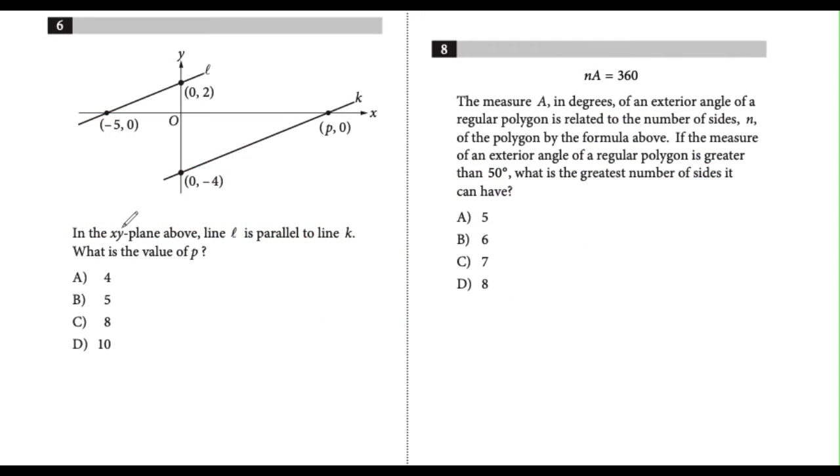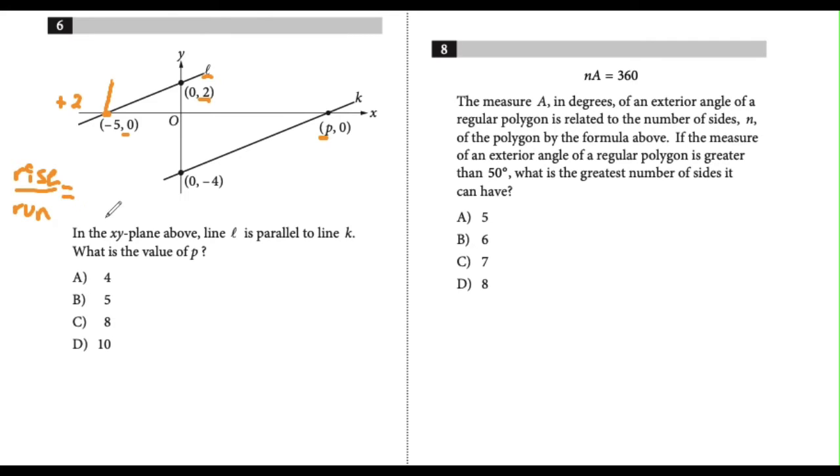Number 6. In the xy plane above, line L is parallel to line K. What is the value of P? P is the x coordinate for this ordered pair, and that's what we're trying to find. The first thing we need to do is figure out what the slope of line L is. We need to remember that slope is rise over run. If we start off at negative 5, 0, we're going to need to rise, or move up, a total of 2 units, plus 2. We're going from 0 to 2, and that's plus 2.